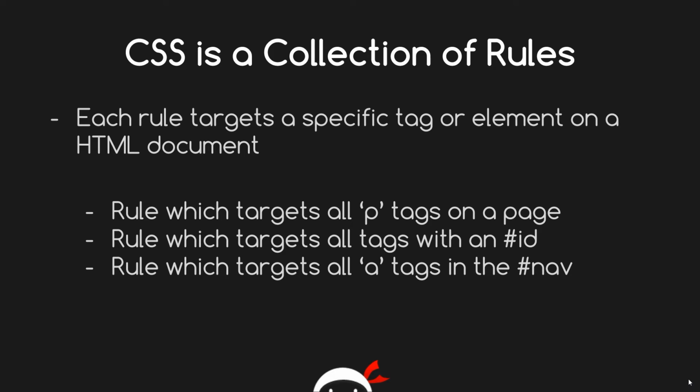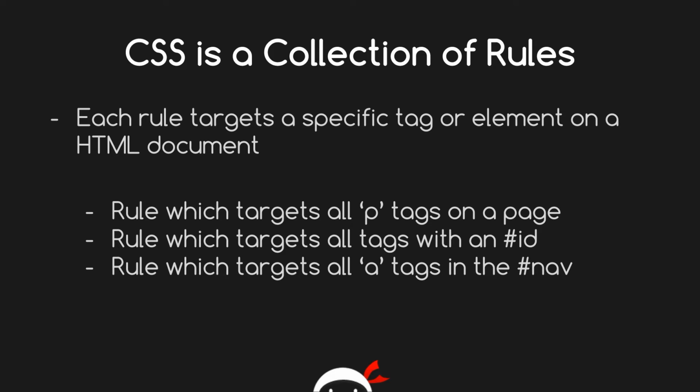So CSS is just a collection of rules, that's all it is. Really simple, just a collection of rules. And each of these rules can target a specific tag or element in your HTML document. And then when we've targeted that tag, we can give it visual properties so that it looks how you want it to in the browser.